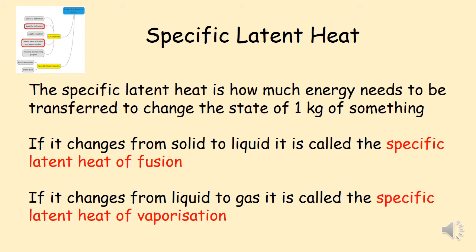So if we're going from solid to liquid, that's melting, that is called the specific latent heat of fusion. So that would be the amount of energy required to change 1 kilogram of a solid to the liquid without changing its temperature. And the other one is the change from liquid to gas. So for that one we use the phrase specific latent heat of vaporization. So that would be the amount of energy required to change 1 kilogram of a liquid into gas without changing the temperature.